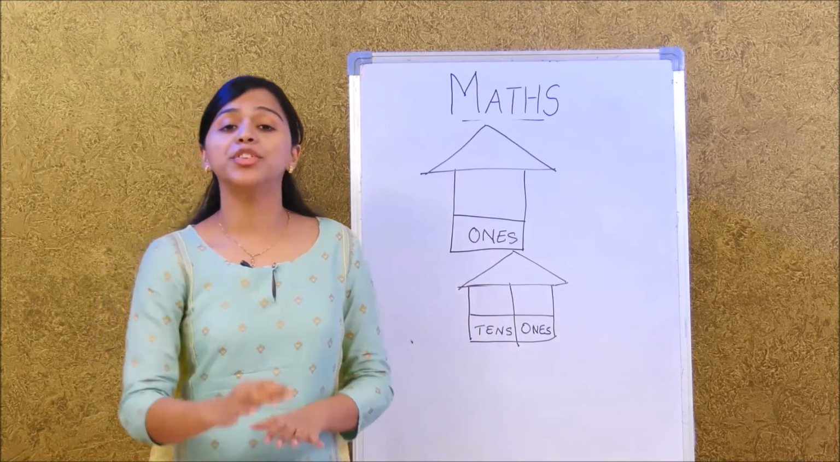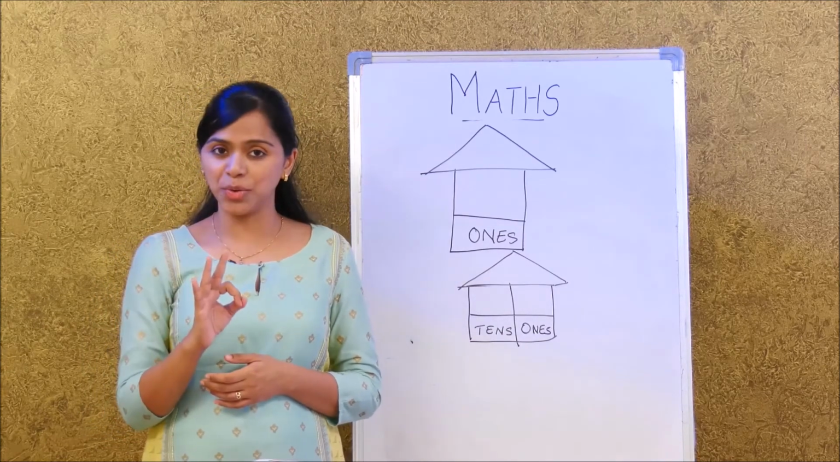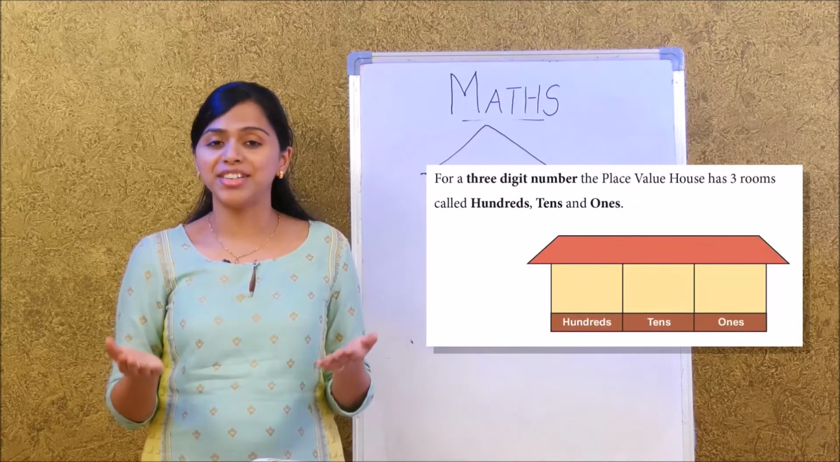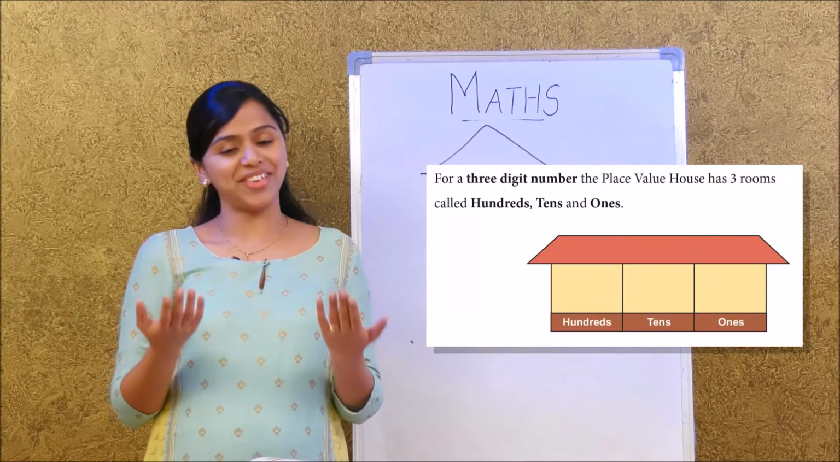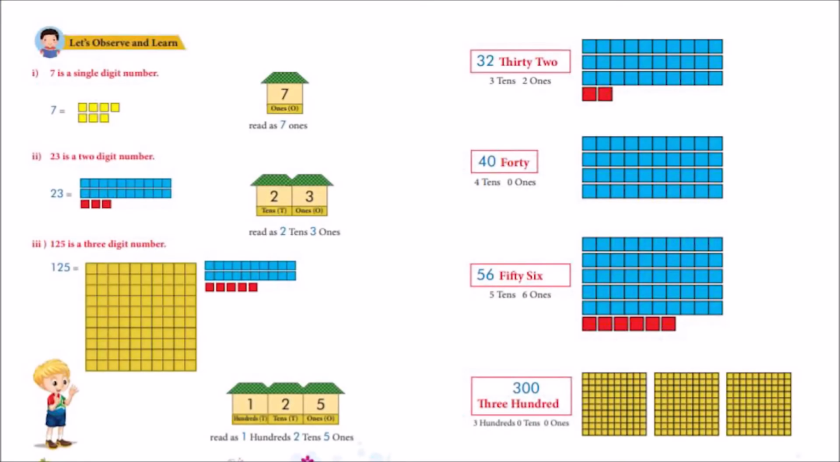Very good. Now for a 3-digit number, how many rooms will we have? Any guesses? We have 3 rooms. That would be of hundreds, tens and ones. Very good. That's right. Now let's go to the next page. Here let's observe and learn. 7 is a single digit number. So how do we read it? As 7 ones. And then we have 23. This is a 2-digit number. How do we read it? As 2 tens and 3 ones.